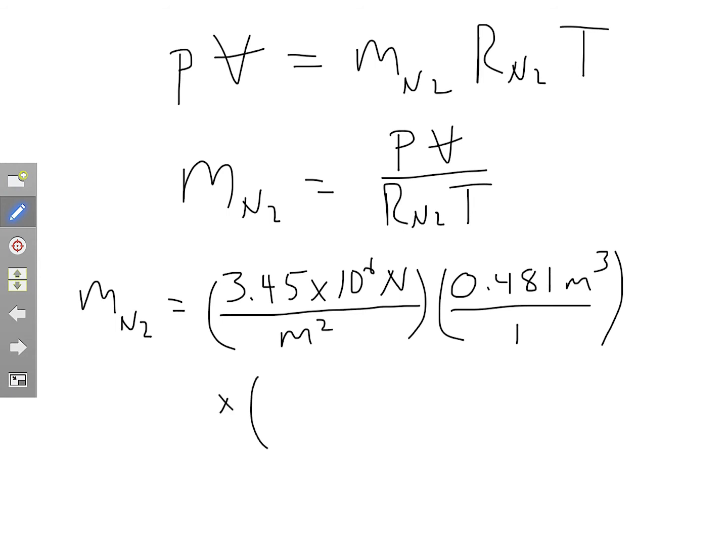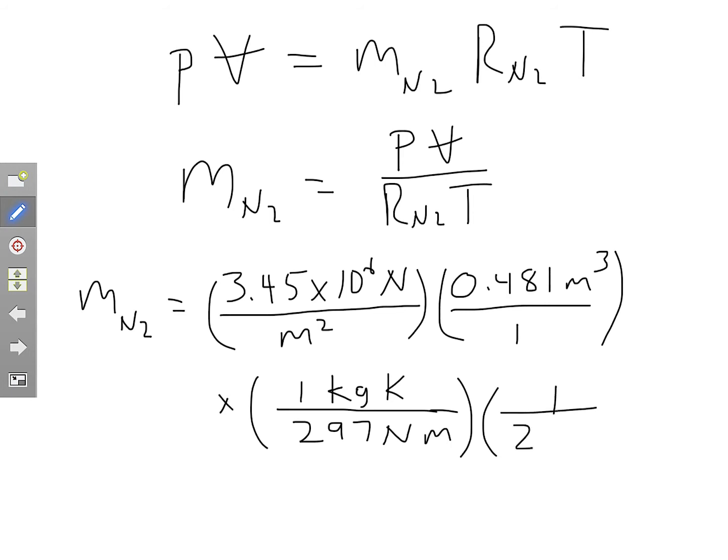We're dividing by 1 over r, so we're going to have 297 in the denominator, and that's joules per 1 kilogram Kelvin. And this was a joule, but a joule is a Newton times a meter. And then finally, all we have is the temperature, just 1. It's 1 over the temperature, actually. And so this is our equation.